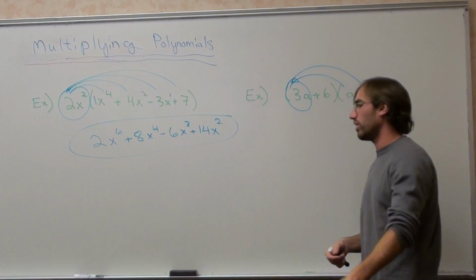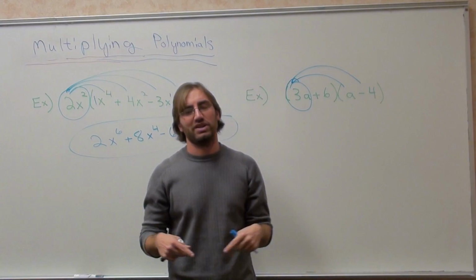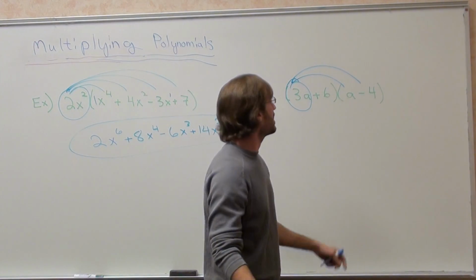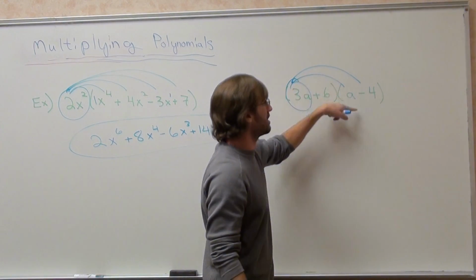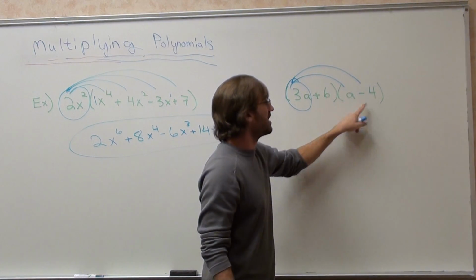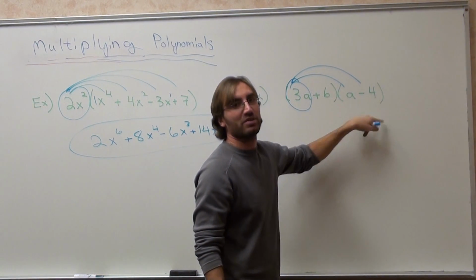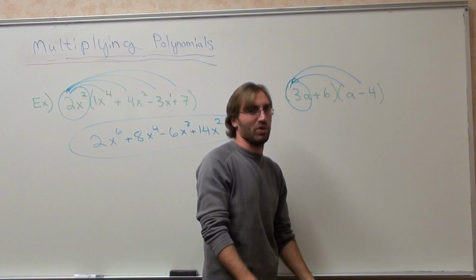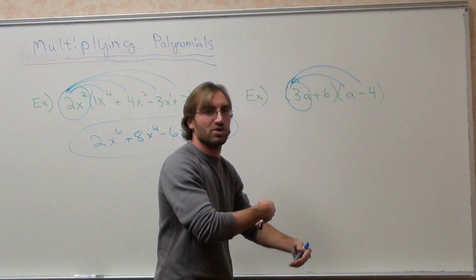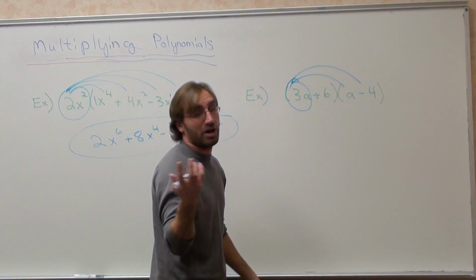Some people call this FOIL, which is first, inner, outer, last. I don't like that, because if you have 3 of them, then this one has to be multiplied with these two, then the 6, and then if there was another term in there, then they have to be multiplied. And that's not really foiling anymore. That's just double distribution or triple distribution. But if it helps, it helps.